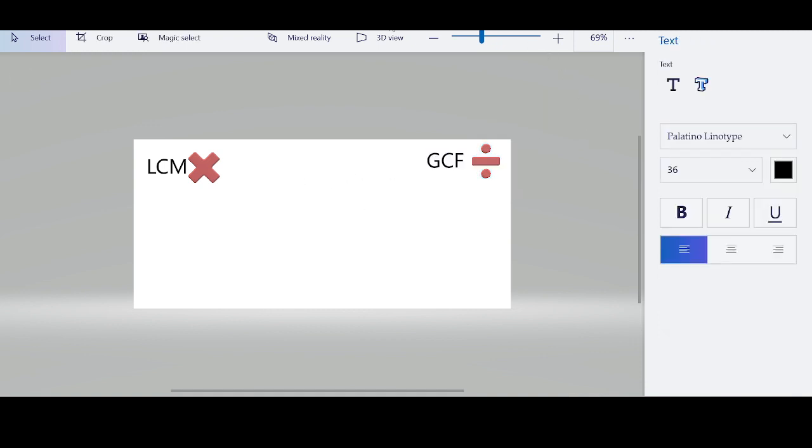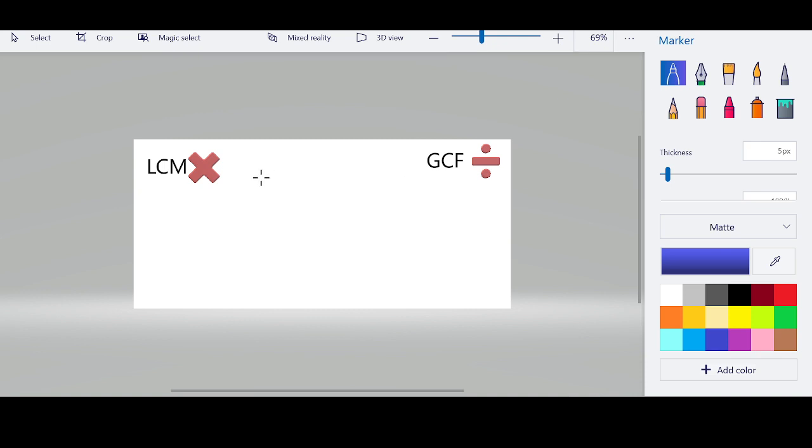So let me get my pencil. There we go. So let's say we have the numbers 2, 10, and 15. And I want to find the least common multiple for these three. And then I want to find the greatest common factor for 2, 10, and 15. So let's start off with the lowest common multiple.